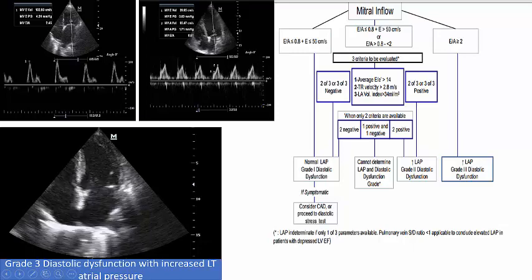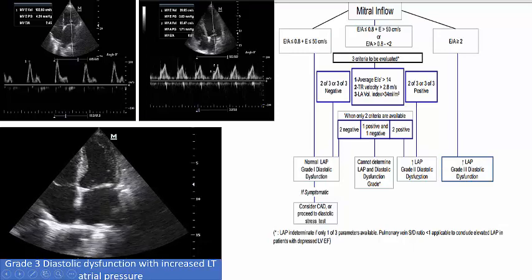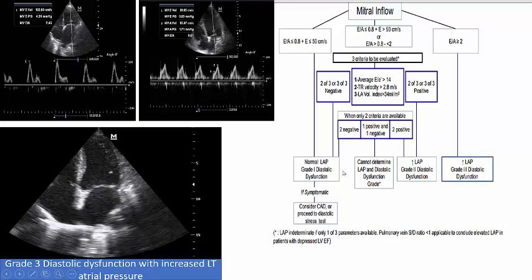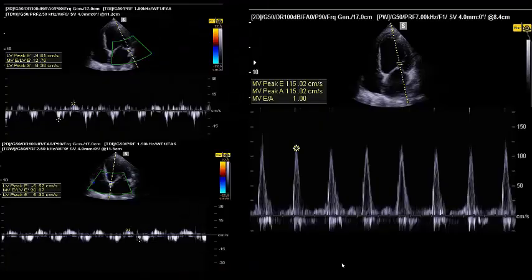If 2 or 3 of these are positive, that means your patient has grade 2 diastolic dysfunction with increased left atrial pressure. But if 2 or 3 are negative, that means your patient has grade 1 diastolic dysfunction and normal or low left atrial pressure. Back to our patient. Really, in our patient, because of tachycardia, I cannot assess E over E prime. And this is a common problem, really.